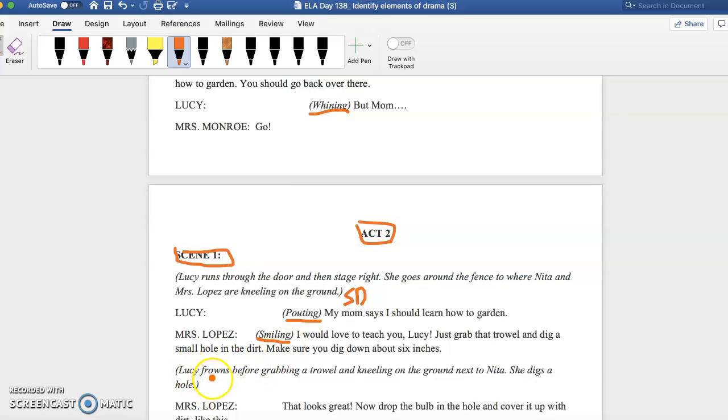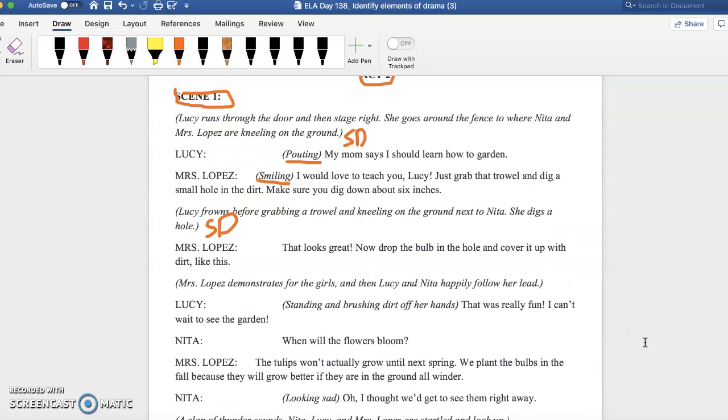So at this point, Lucy is still upset because it says that she frowns before grabbing a trowel and kneeling on the ground next to Nita. She digs a hole. So as you can see, the stage directions are giving the actors a lot of direction on how they should be acting.